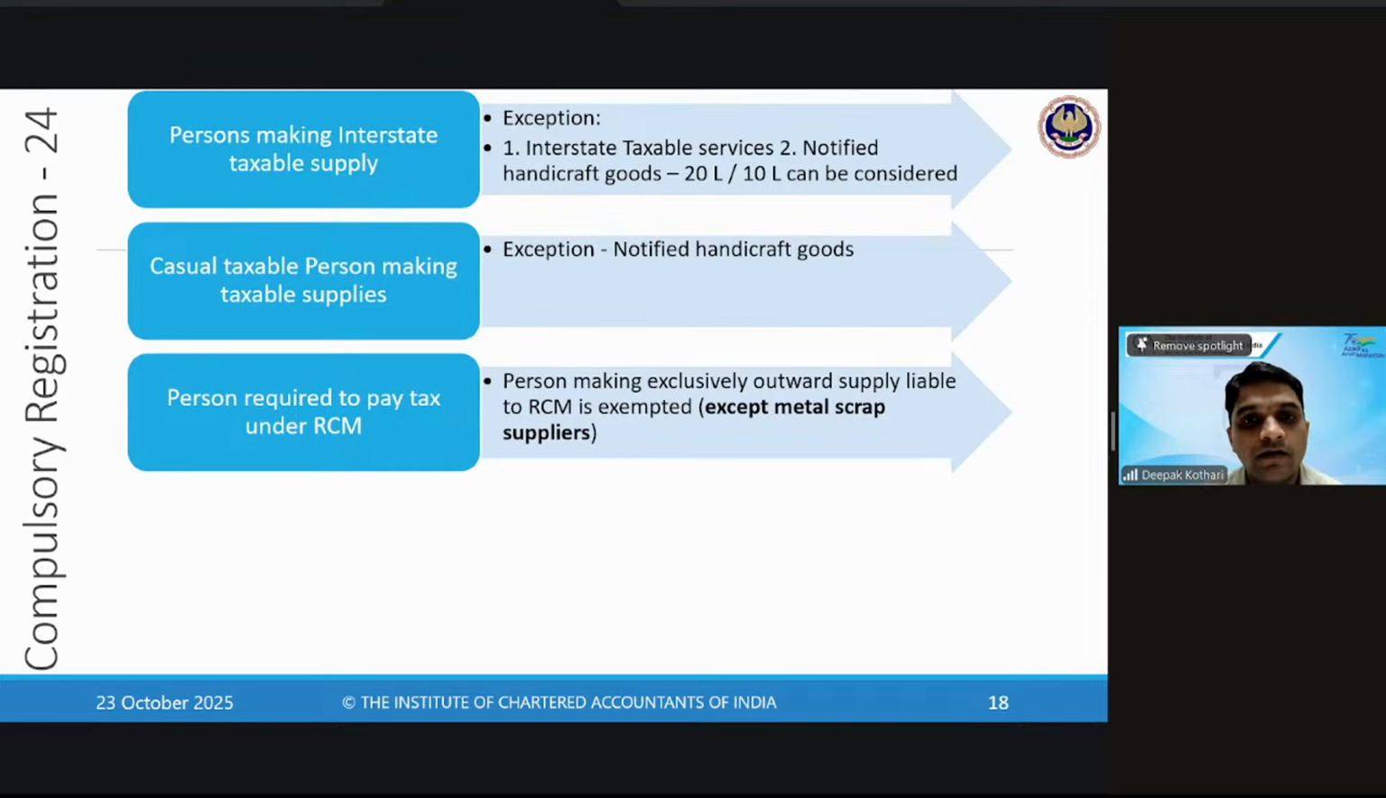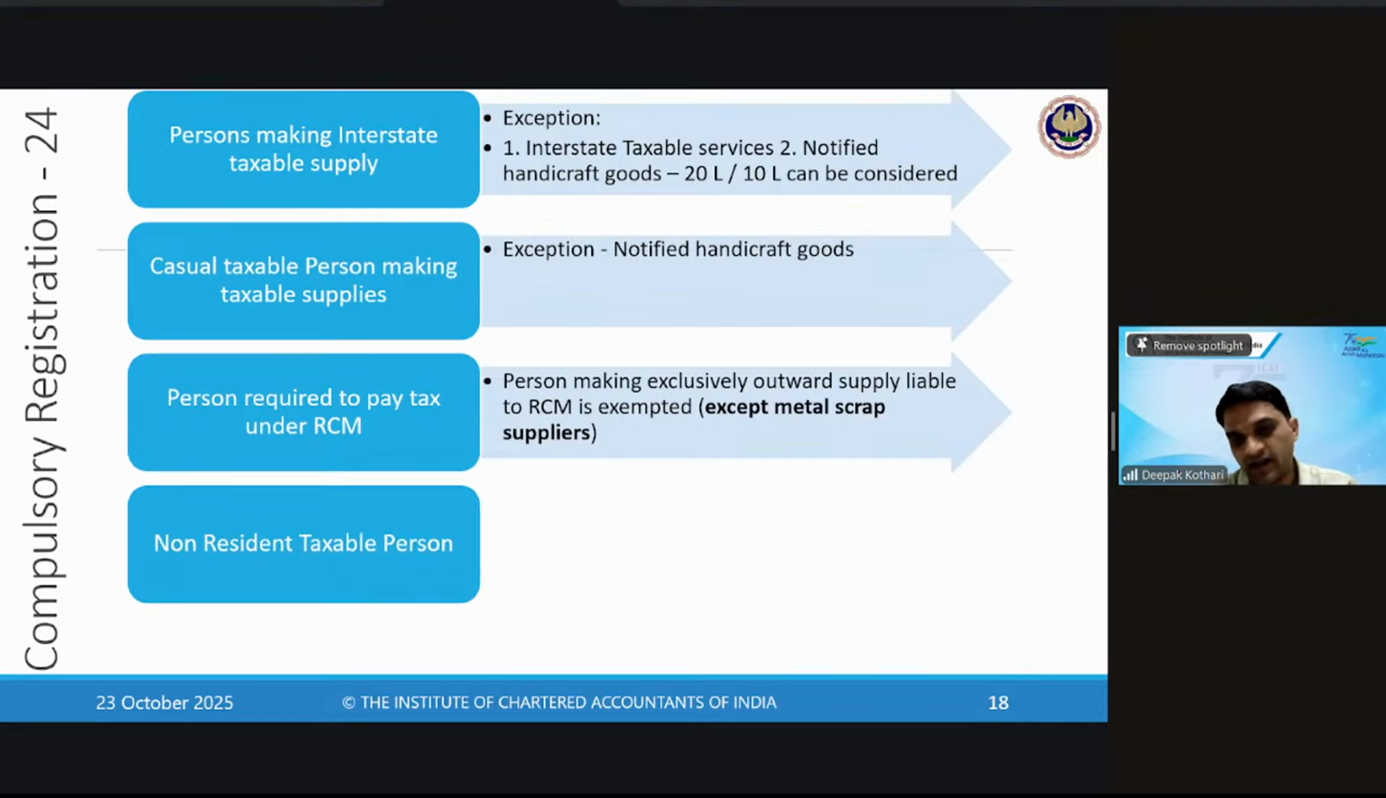Good. So except a metal scrap supplier, all other suppliers of goods and all other suppliers of services on which GST is paid under reverse charge by the recipient, the recipient is required to pay. Then the person who is required to pay tax under reverse charge will register, but the person supplying need not register.